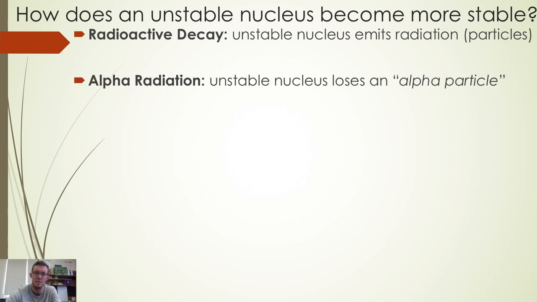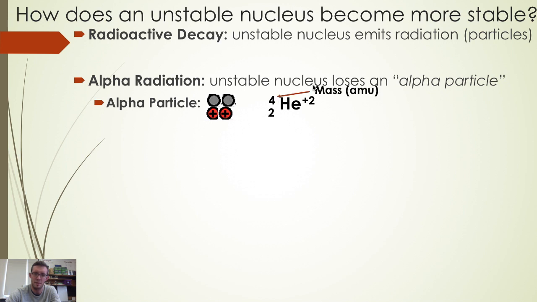The first type of radiation is called alpha radiation, in which an unstable nucleus will lose an alpha particle. An alpha particle is just two neutrons and two protons, which is the same thing as the nucleus of a helium atom. The four particles would have an atomic mass of 4 AMU, and the two protons would give an alpha particle an atomic number of 2. Meanwhile, since there's no electrons, the charge would be positive 2.